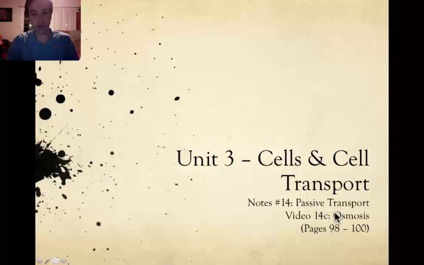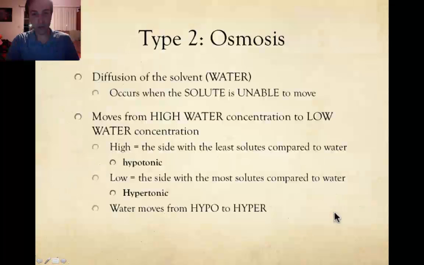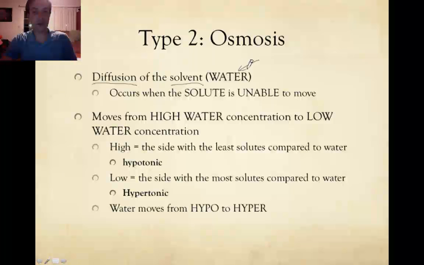Our topic for this is going to be osmosis, and as we said earlier, osmosis is the second type of passive transport. I also mentioned that osmosis is really just a different type of diffusion. So in fact, it's the diffusion of the solvent, and we said earlier that the solvent in cells is typically water. So what that means is that the water is moving from an area of high to low.